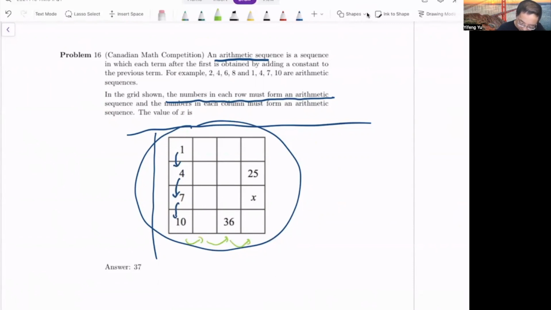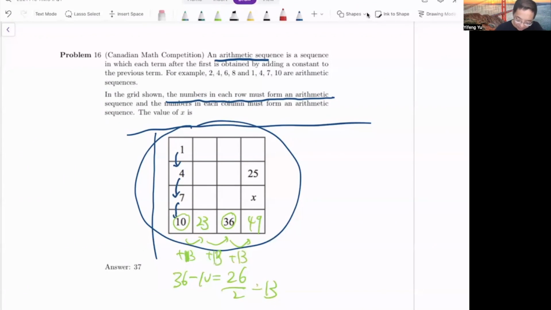Now look at 10 to 36. The difference is 26, and you add twice, so divided by 2, which is 13. So each time you should add 13. So this will be 23, and you add 13 again, and add 13 again. So this is 49.